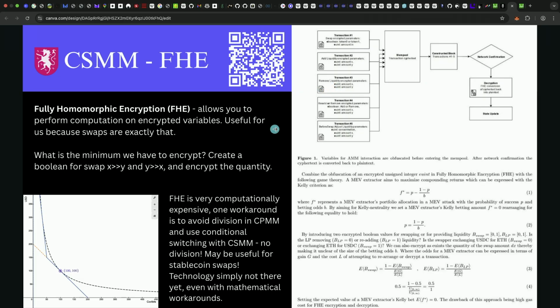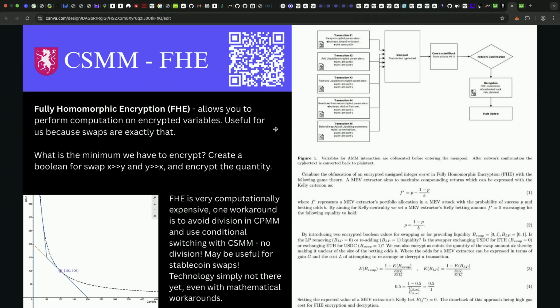An interesting question is, what is the minimum amount that we can encrypt? You can create, for example, a simple Boolean value that you can encrypt, which is, are you swapping X for Y or Y for X? Are you buying or are you selling? And encrypt the quantity, in which case you put the person trying to rearrange the transaction in a very strange place. It's unpredictable as to what you can do.